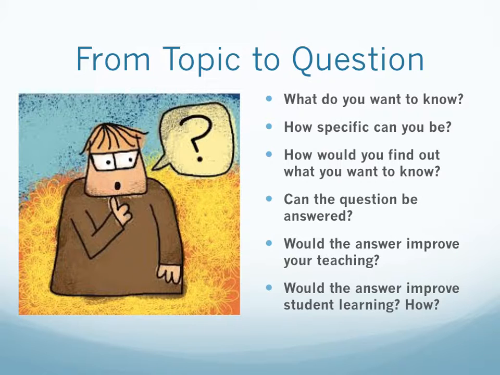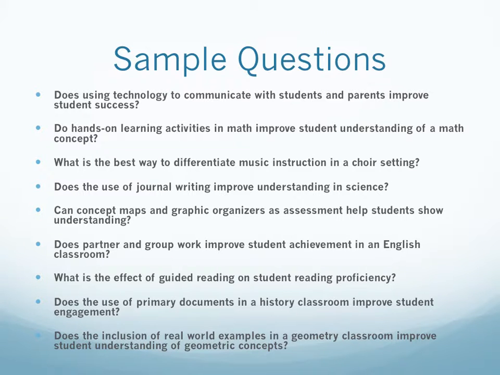How would you find out what it is you want to know? We want to make sure that whatever question you end up with is measurable. How would you get an answer? Can the question even be answered? And if you got the answer, would that answer improve your teaching and ultimately your students' learning? And if so, how? Follow this trail of questions as you think about moving from your topic to your question to make sure that the question is something that will work for you in Chapter 2 and also lead to Chapter 3 eventually. You will want your question to be somewhat specific at this point. The questions on this slide are actually quite general. Let's just take a look at them.